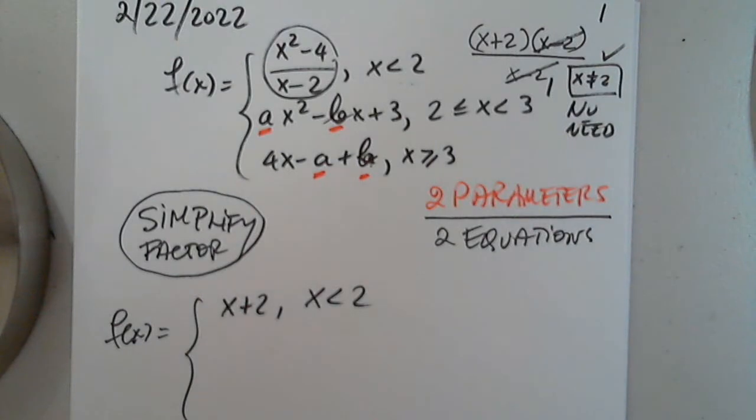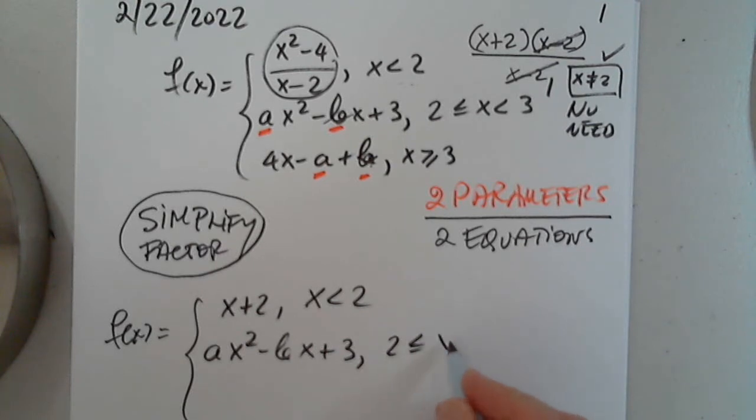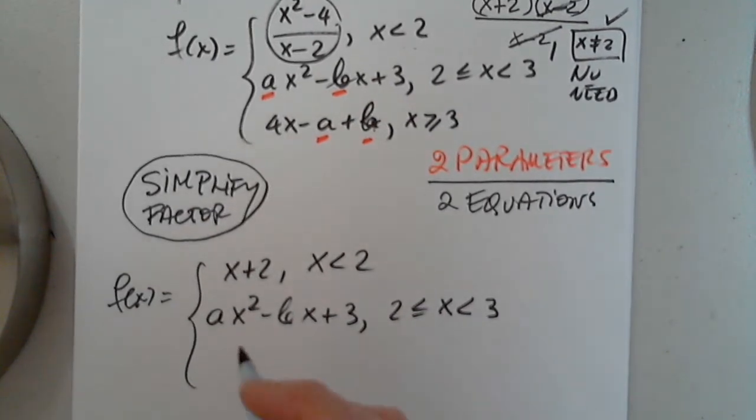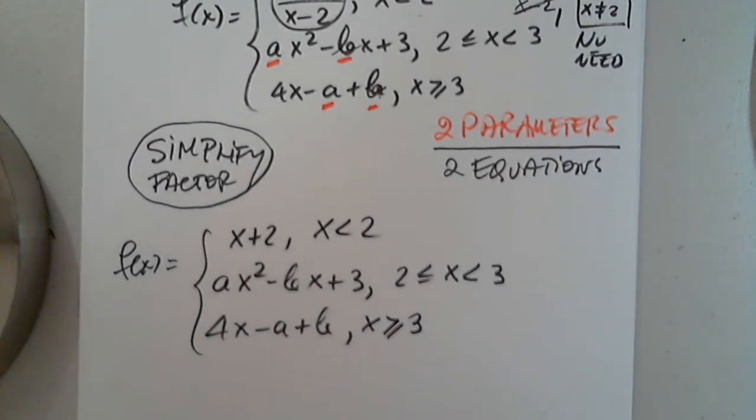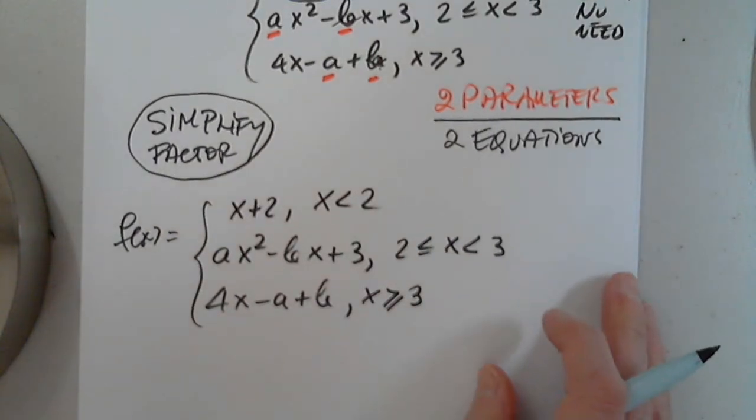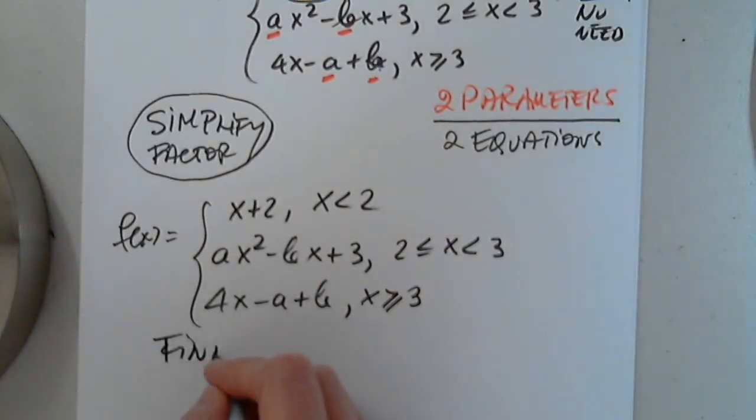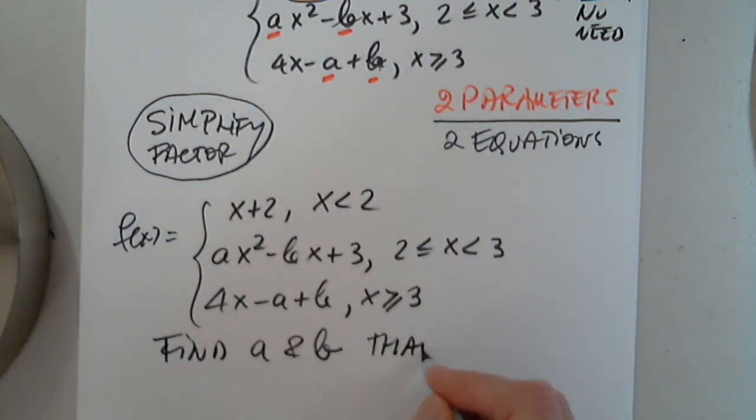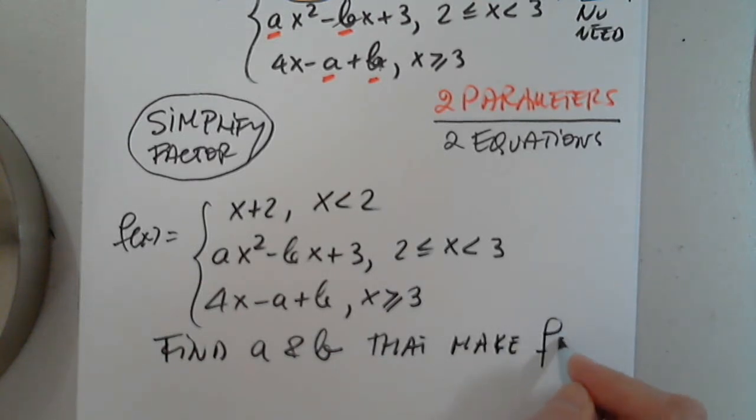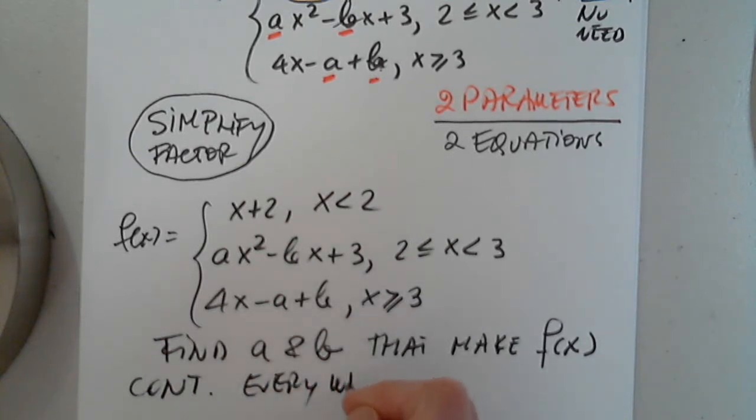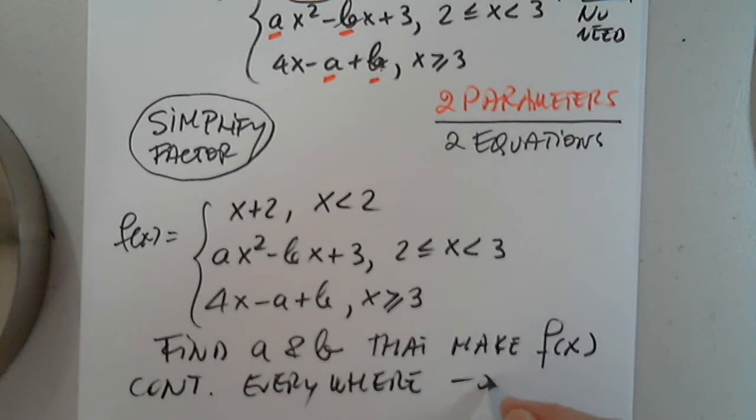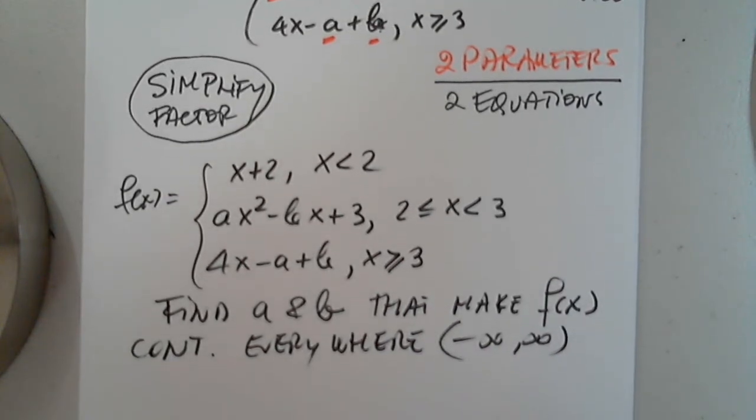The rest I have to copy. There is nothing I can do. So ax squared minus bx plus 3 for this. And for 4x minus a plus b for this. Good. So they're asking us in this problem, find a and b that make f of x continuous everywhere. By everywhere, we mean this, of course. Negative infinity to infinity.